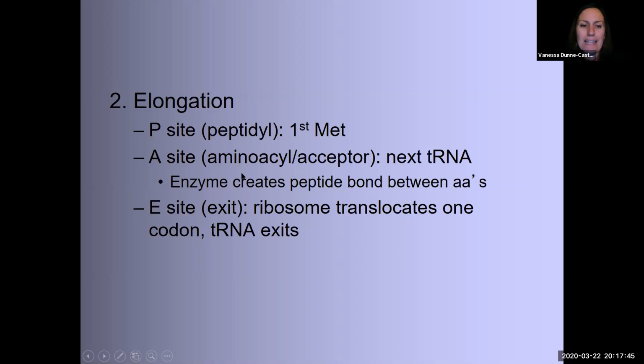Once both the P site and the A site are filled, there is an enzyme that creates a peptide bond between these amino acids from the P site to the A site. And then the entire ribosome itself will translocate or shift down one codon, which allows all those transfer molecules to stay where they are. So the ribosome itself will shift, but everything on that mRNA molecule stays where it is, which means that that now empty transfer molecule will leave through the exit site. And the A site is now available for the next transfer molecule to bind.